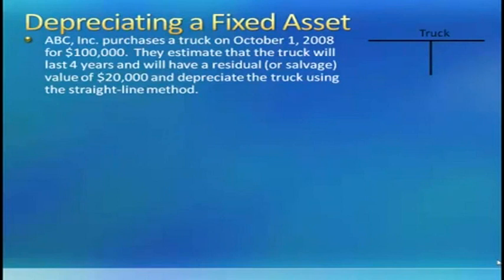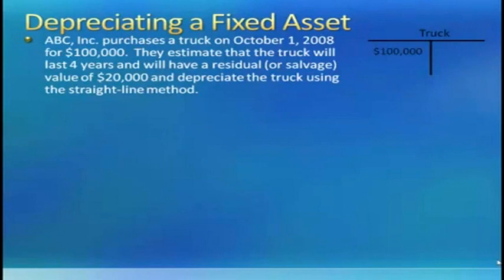So we initially record the truck at its historical cost of $100,000. Now we don't want to spread the cost of $100,000 evenly over 4 years, because if we did that, we would reduce the value of the truck down to 0. And we really only want to reduce the truck value down to its residual value, because we anticipate that after 4 years we're going to be able to resell this truck for $20,000. So the real cost to us for this 4-year period is $80,000. The $100,000 we're buying it for, less the $20,000 we'll be able to sell it for in the future.